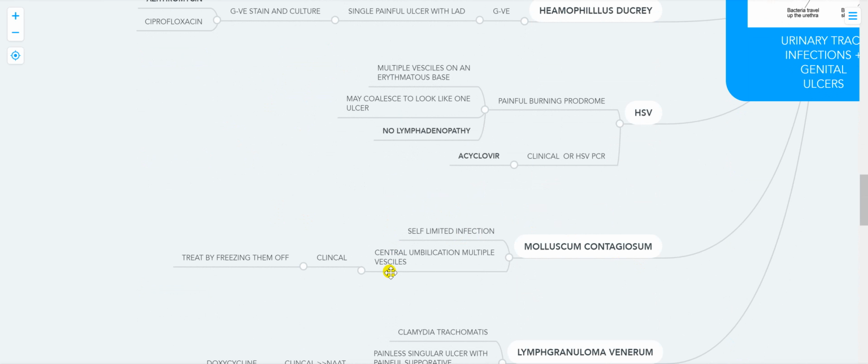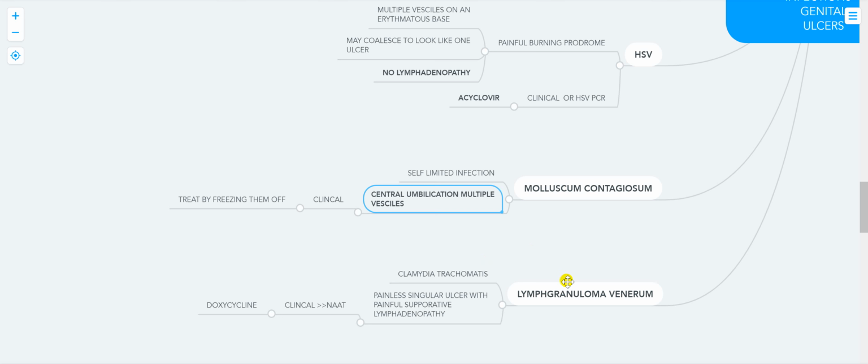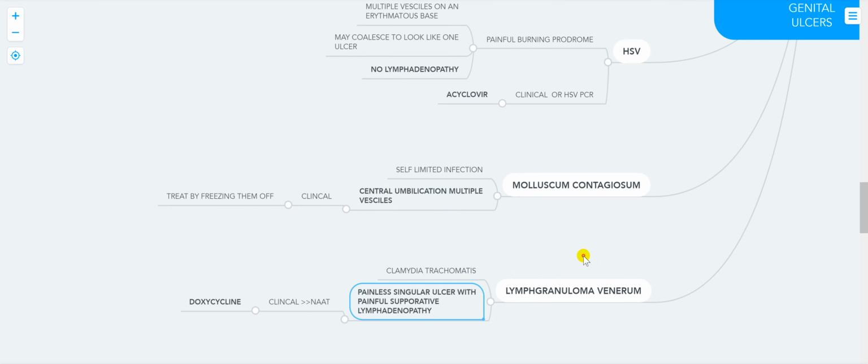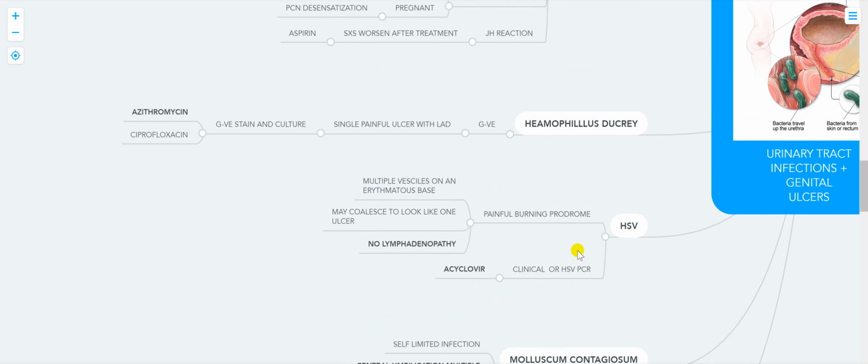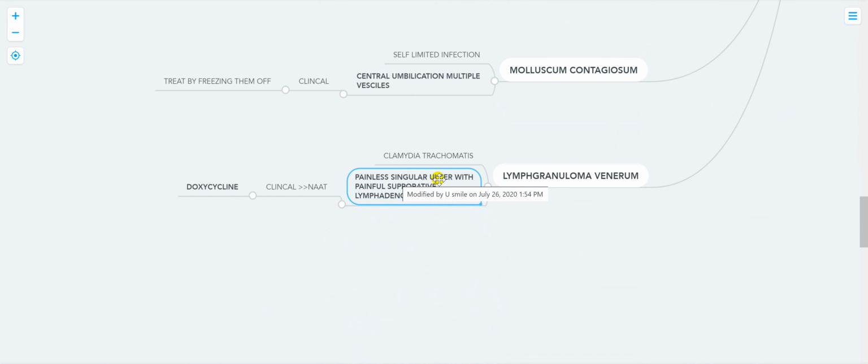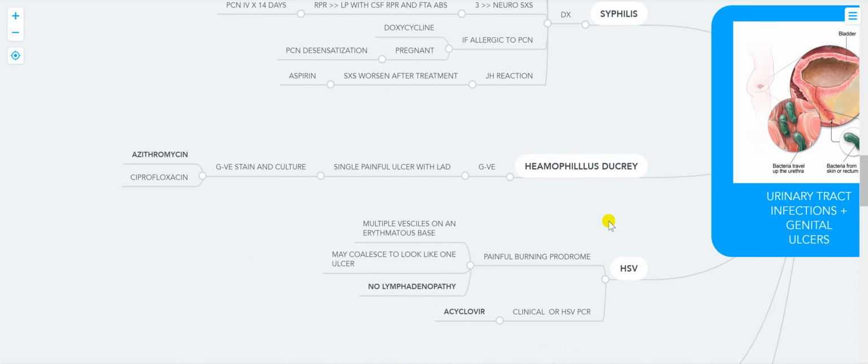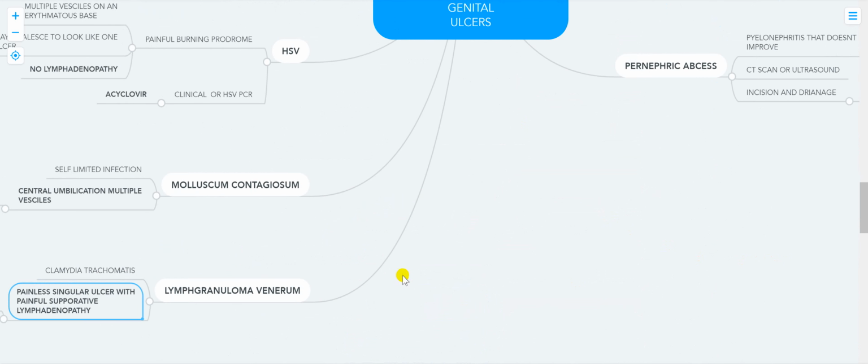Molluscum contagiosum, usually central umbilication with multiple vesicles. So what do you do? You just freeze them off, cryotherapy. Lymphogranuloma venereum, usually doxycycline, is a painless single ulcer with painful suppurative lymphadenopathy. So it looks like the same thing, a painless single ulcer, but there's suppurative, painful lymphadenopathy. Syphilis, there's no painful lymphadenopathy. That is the difference.